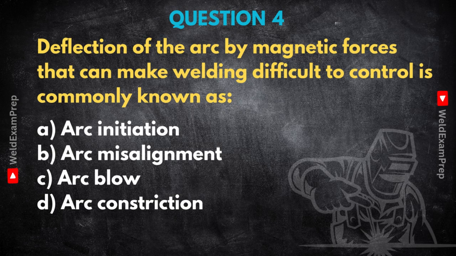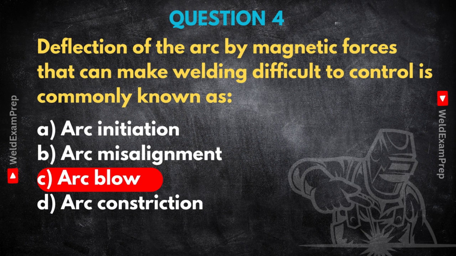Okay. That phenomenon. The deflection caused by magnetism. That's C, arc blow. Yeah, it can be a real pain. It's basically the arc getting pushed or pulled off course. By magnetic fields in the workpiece. Exactly. It happens primarily with direct current, DC, because DC sets up a steady magnetic field around the path of the current flow in the material being welded.